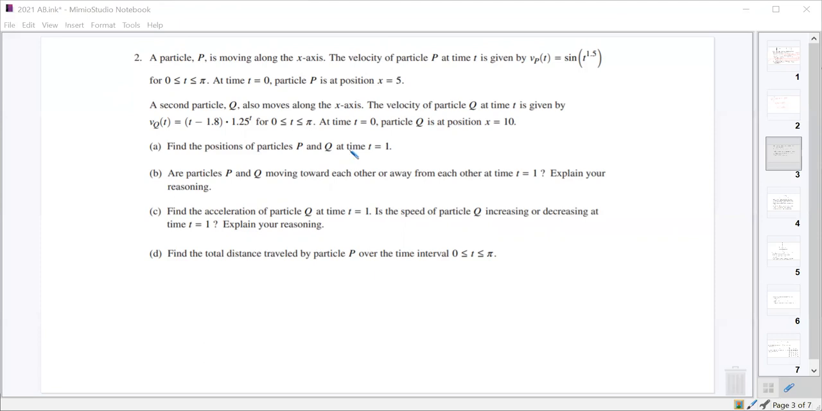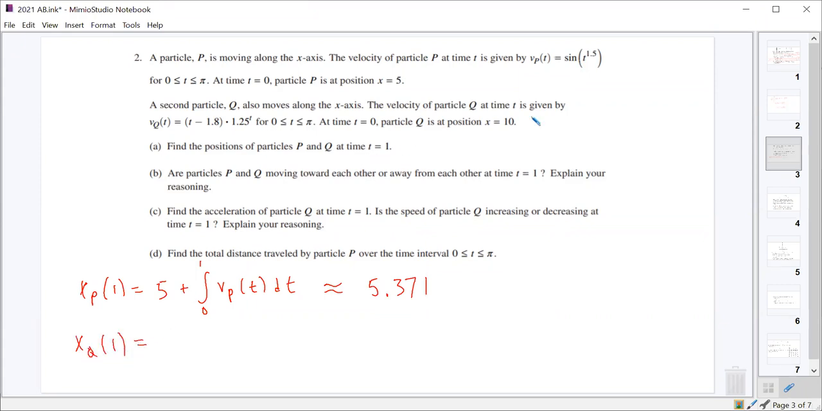So part A, find the positions of P and Q at t equals 1. To find the position of P and the position of Q at 1, we need to take the initial position. We'll say x sub P at 1 should be the initial position, which was 5, plus the integral from 0 to 1 of v sub P of t. Everybody agree with that? Initial position plus the displacement. What would that come out to be for P? 3.71. And then for the position of Q at 1, we had to do its initial position, which was 10, and then add the integral from 0 to 1 of v sub Q of t. And what did that come out to be? 5.64? Everybody good with that?